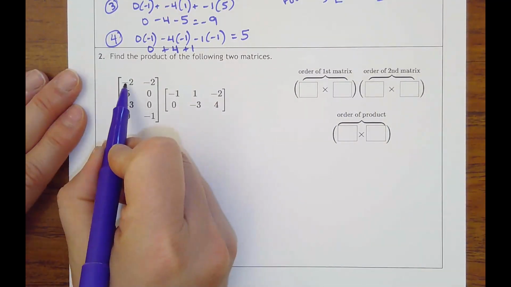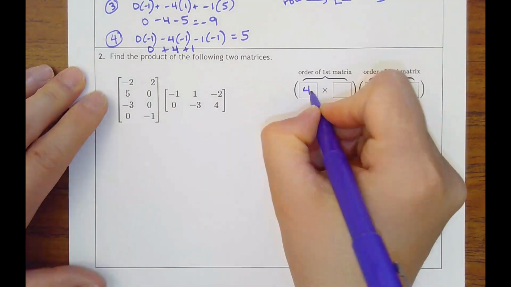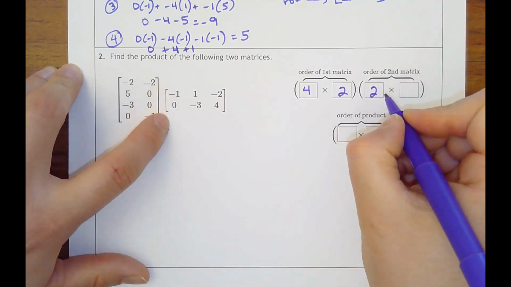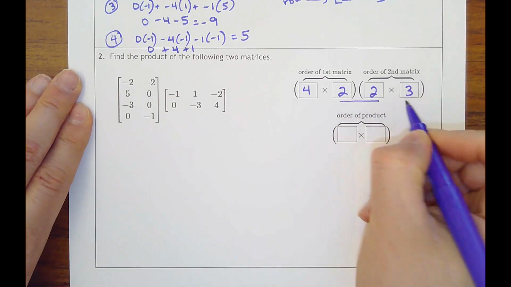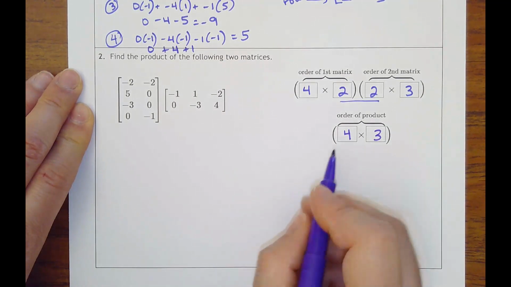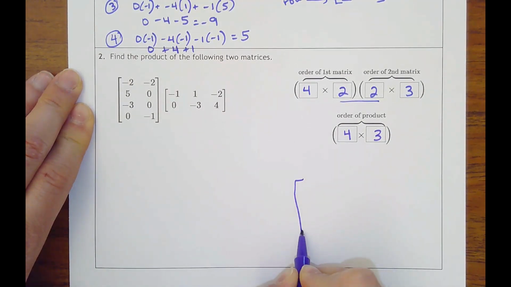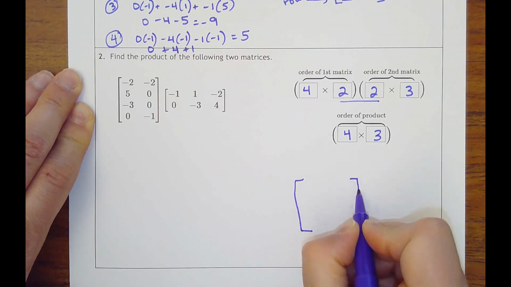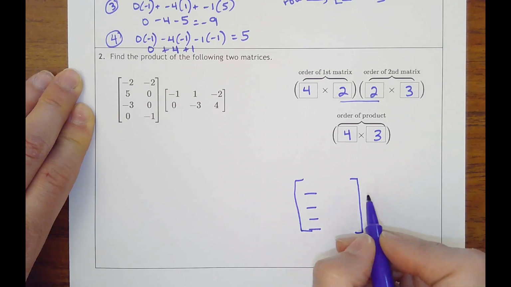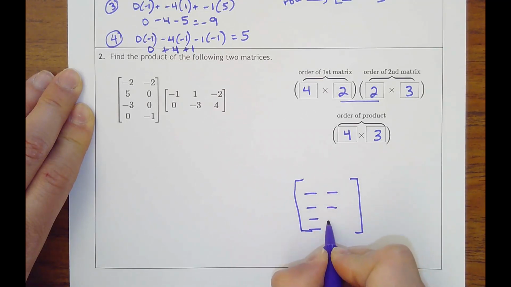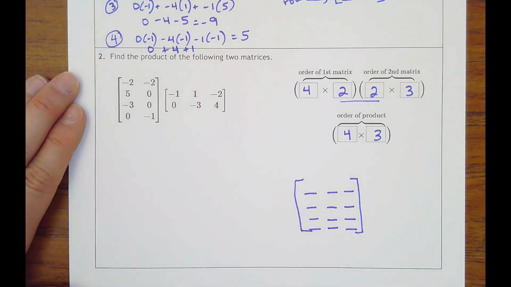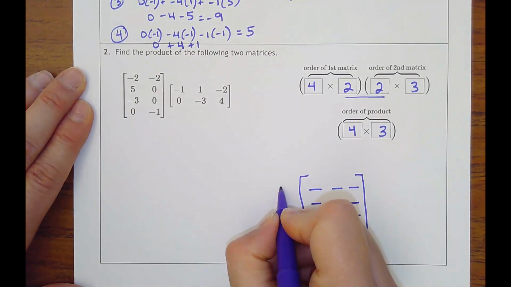Let's check the dimensions. We've got 4 rows by 2 columns, and we've got 2 rows by 3 columns. The 2's match, so this is going to result in a 4 by 3 matrix. So we're going to have to make it a little bit bigger. We're going to have 1, 2, 3, 4 rows and 3 columns.